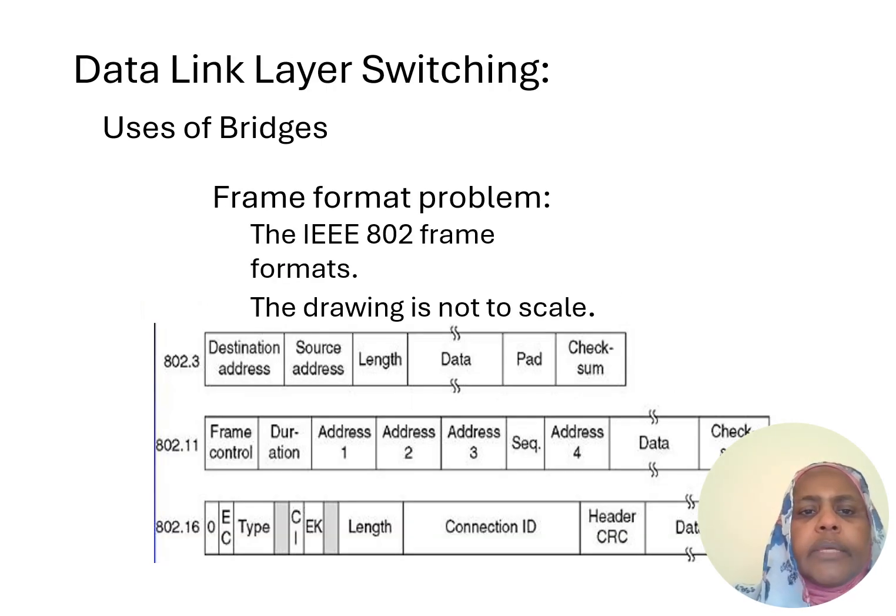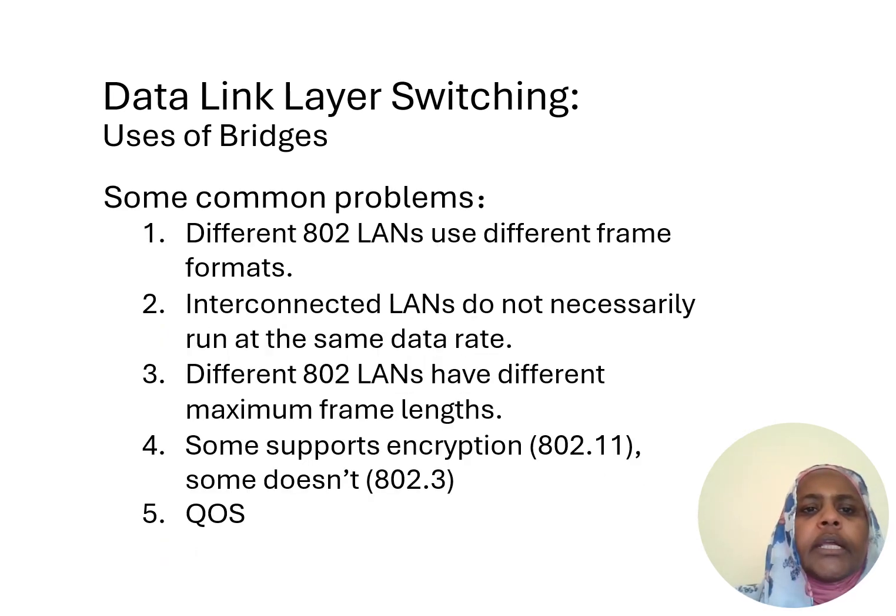The problem is different networks such as Ethernet and wireless LANs have different formats of frames. The bridge can translate from one format to another. Some common problems that a bridge can solve are, as we have said, different frame formats, and interconnected LANs that don't run at the same data rate, say fast Ethernet and gigabit Ethernet.